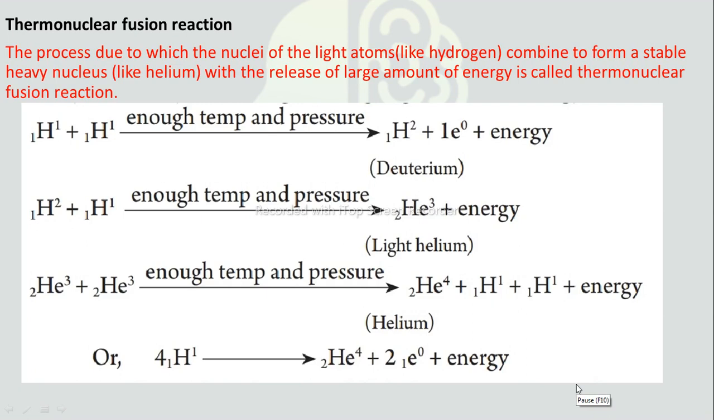Now we are going to discuss the thermonuclear fusion reaction. The main source of energy in sun is thermonuclear fusion reaction. Thermonuclear fusion reaction continuously takes place in the sun, and we get heat and light energy. Thermonuclear fusion reaction is the process due to which the nuclei of light atoms like hydrogen combine to form a stable heavy nucleus like helium with the release of large amount of energy.